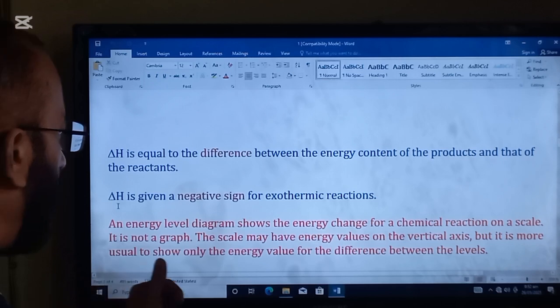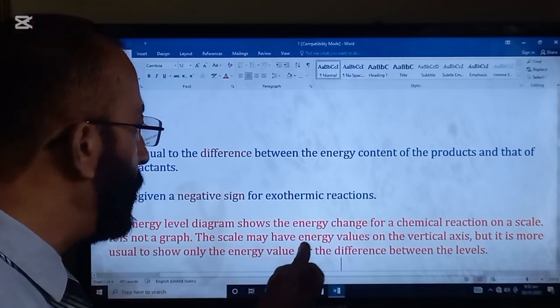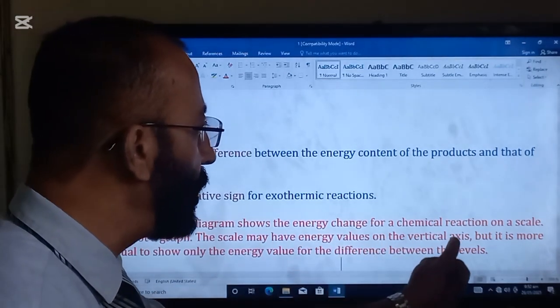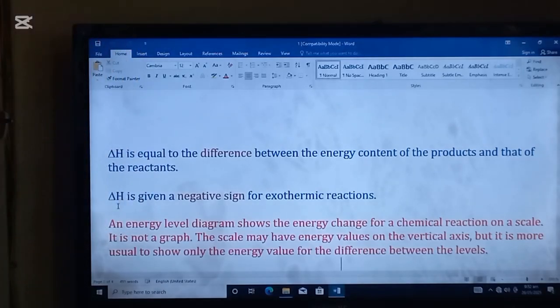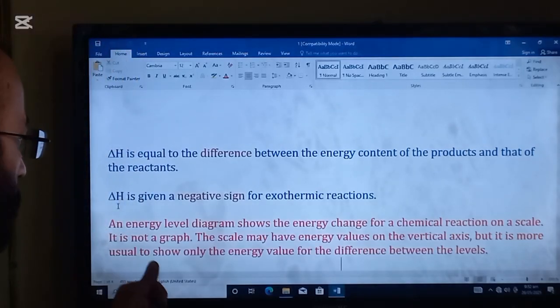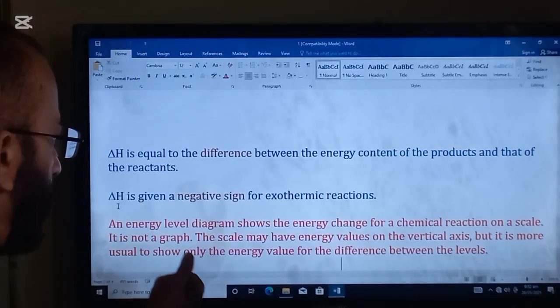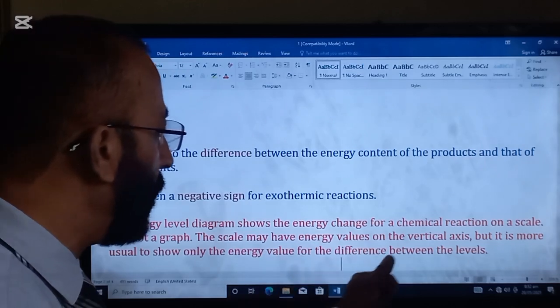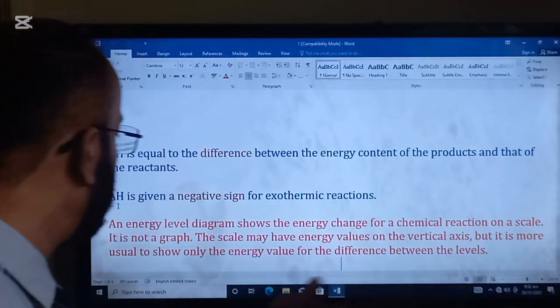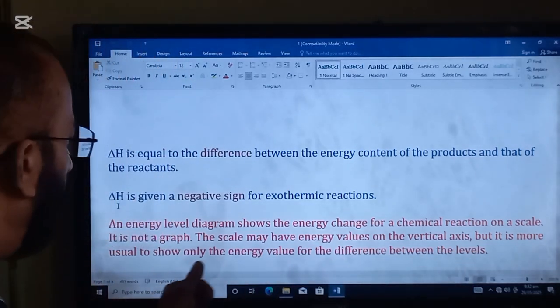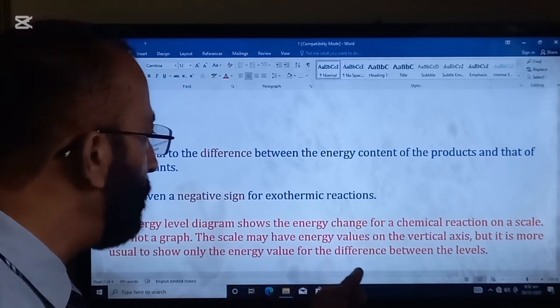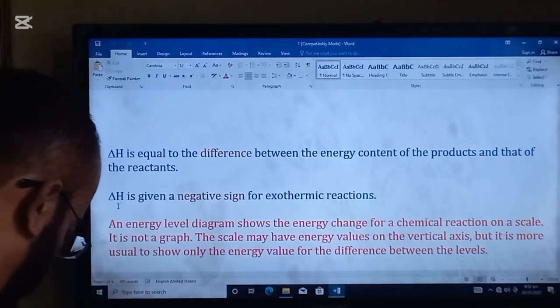An energy level diagram shows the energy change for a chemical reaction on a scale. It is not a graph. The scale may have energy values on the vertical axis, but it is more usual to show only the energy value for the difference between the levels.